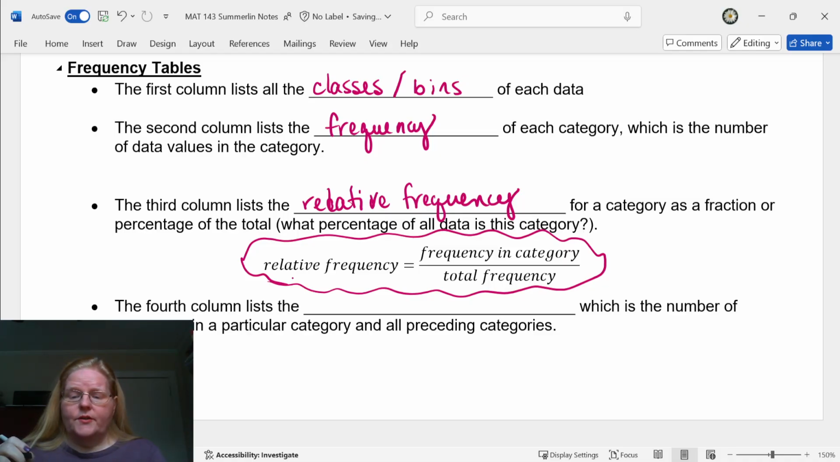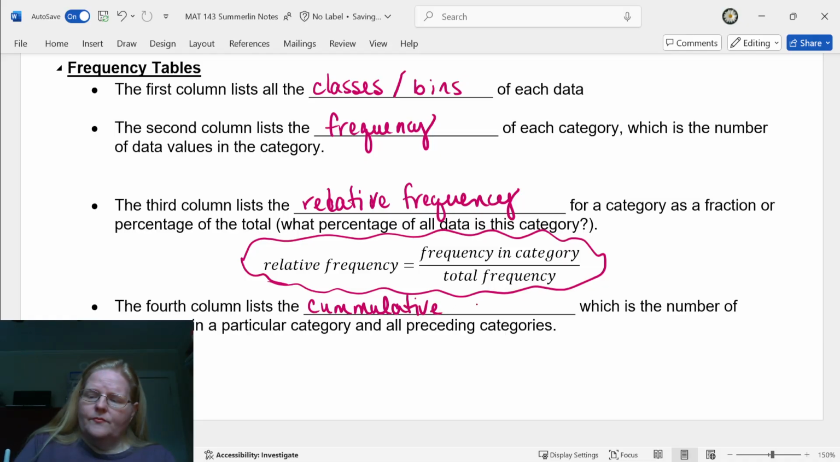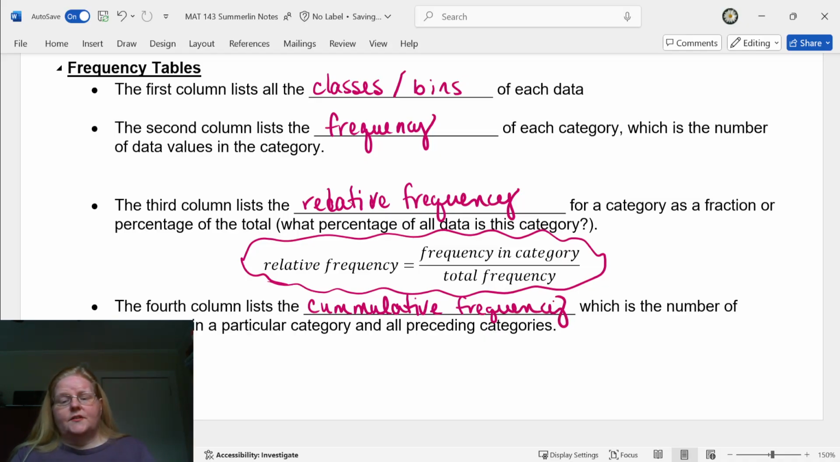And then the fourth column lists out the cumulative frequency, which is the number of responses in a particular category and all the preceding categories. So let's get some practice and actually see one in practice.